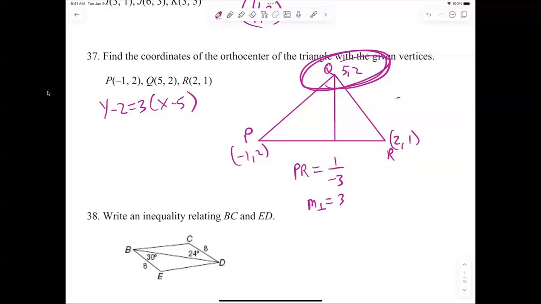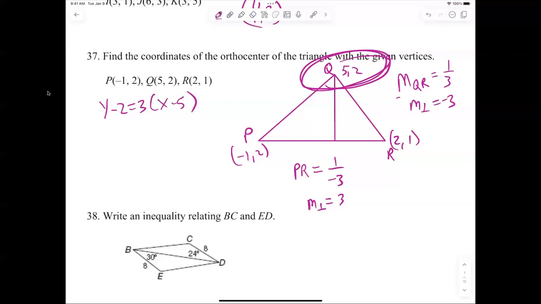So now let's find the slope of QR. Slope of QR is equal to what? 1/3. Do we agree with that? So then the slope of the perpendicular would be -3. And I need to use what point?